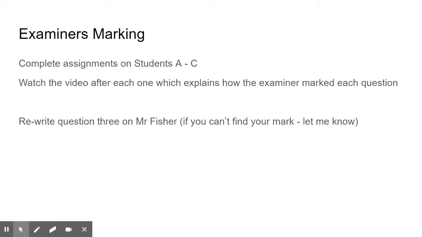So what I want you to do now, what we've been doing the past few weeks, is look at the examiner's marking. Oh, there should be an apostrophe here, shouldn't there? Probably there, because there's more than one examiner, or maybe here. Anyway, what I'd like you to do is ignore my lack of apostrophes and watch the videos, and complete the assignments on student A to C.